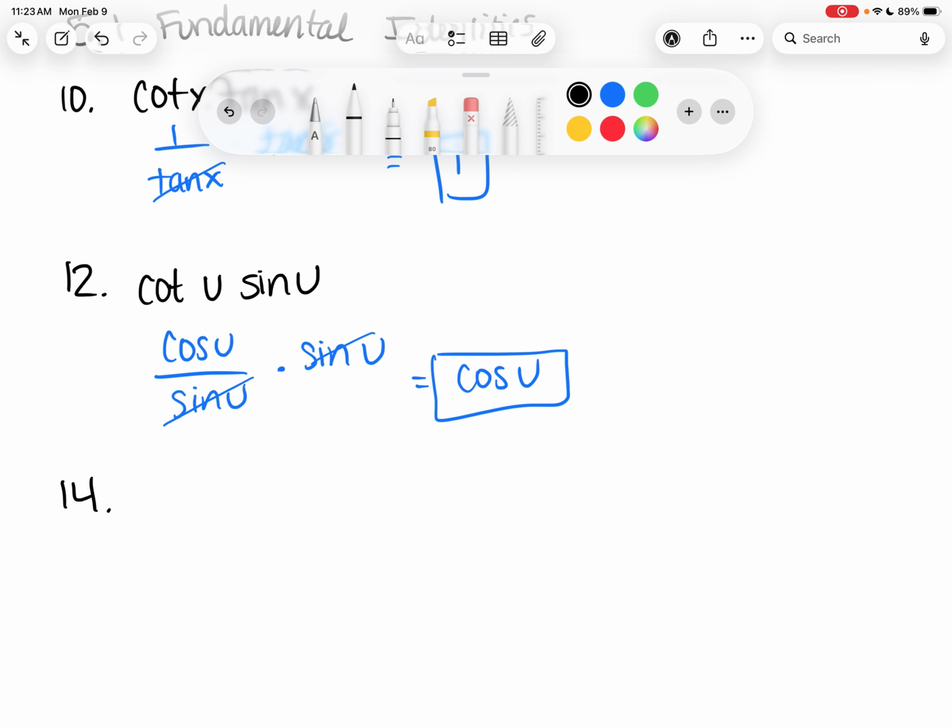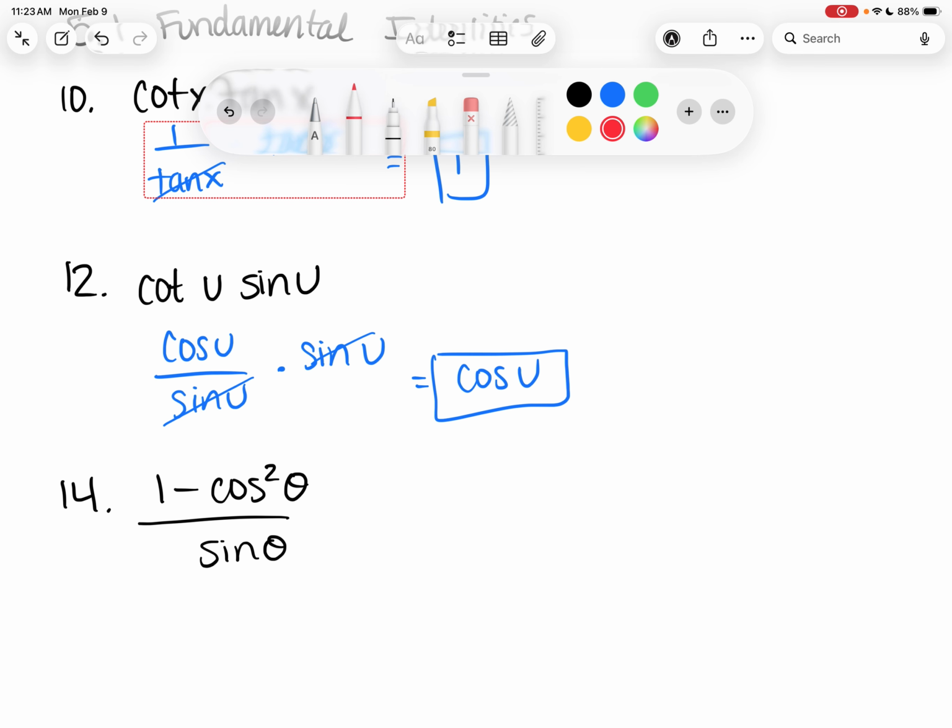14, we've got 1 minus cosine squared of theta over sine of theta. Let's see if we remember. If I see a squared trig function, what should my first thought be? It'll be a smiley face on the graph. No. Pythagorean. Pythagorean theorem, or not so much the theorem, but I guess the identities.